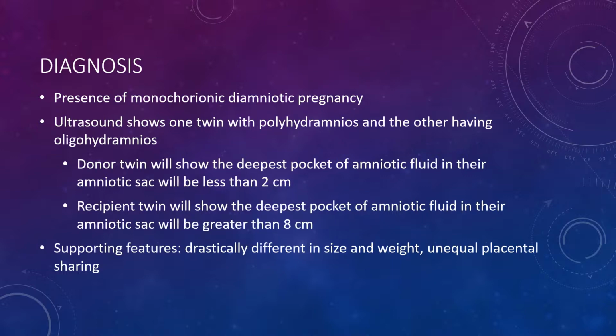Other supporting features of this disorder, but are not specific to it, is usually the recipient twin will be drastically different in size and weight. They'll be a lot bigger and they'll have unequal placental sharing. So the donor twin will have a smaller portion of the placenta. A lot of twin pregnancies have this, so it has led to a lot of misdiagnosis. However, accurate diagnosis is crucial for the management and treatment of this disorder.